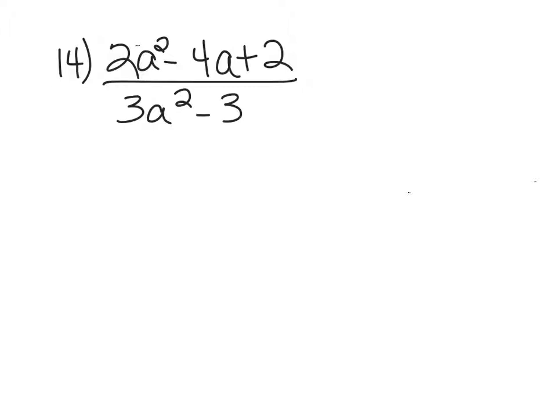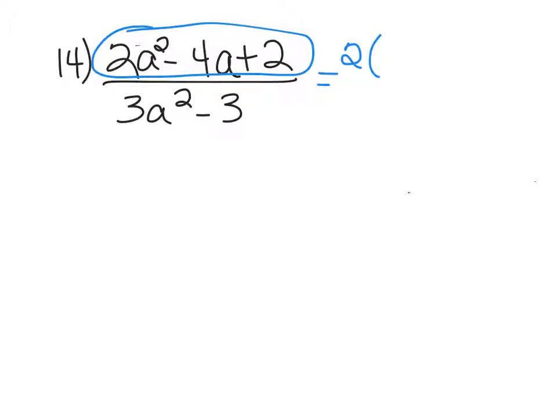Last one, number 14. 2a squared minus 4a plus 2 over 3a squared minus 3. Okay, trick question. What's the first thing you have to do? You have to look for common factors. So take your numerator. What do all three of those terms have in common? I think I can pull out a 2, and that will be about it, because not all three terms have a in common. So the only thing they have in common is the 2.